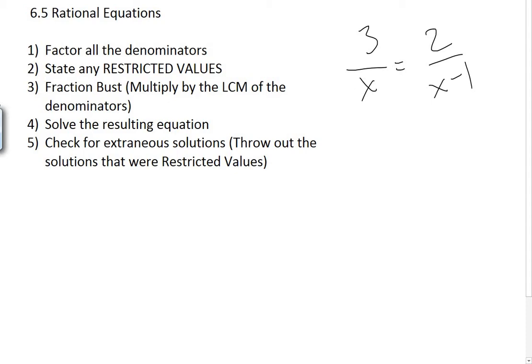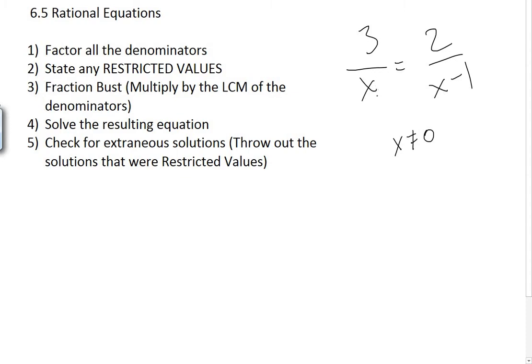So when you're solving rational equations, you should factor all the denominators. And then you should also say any restricted values, like the values that x can't be, as I go along and solve this. In this case, the restricted values are x can't be equal to 0, because if x is 0, then the whole denominator on the left is 0.